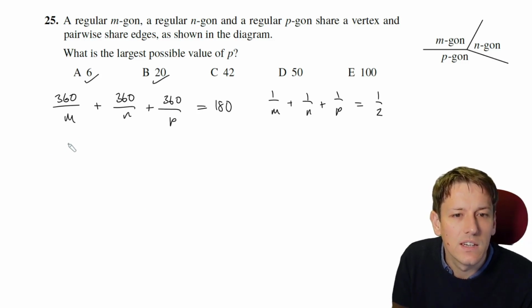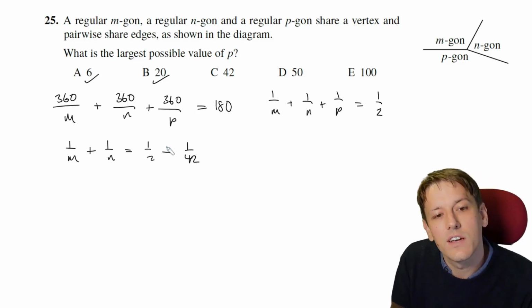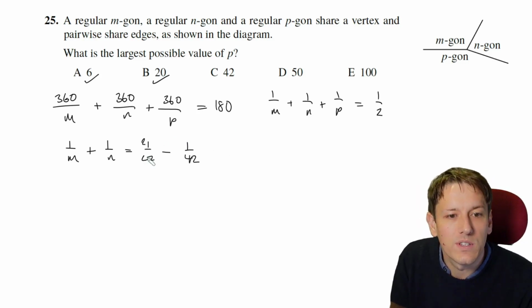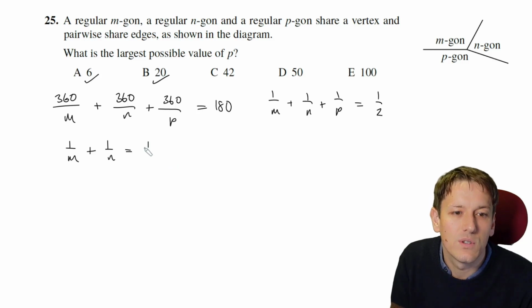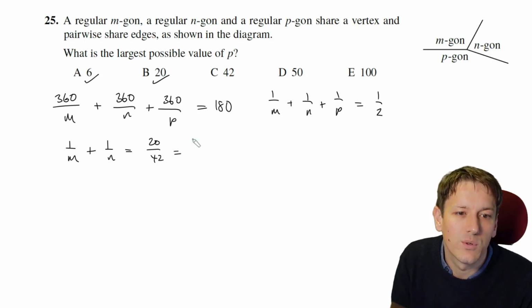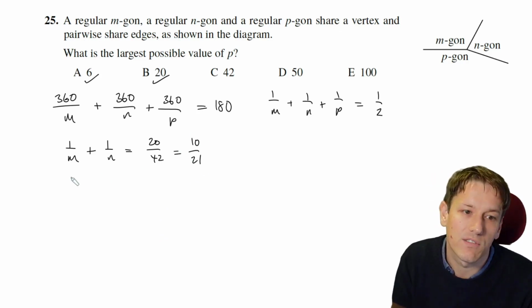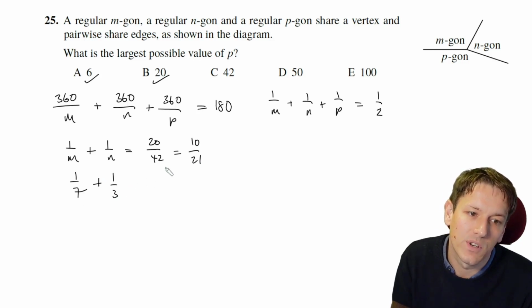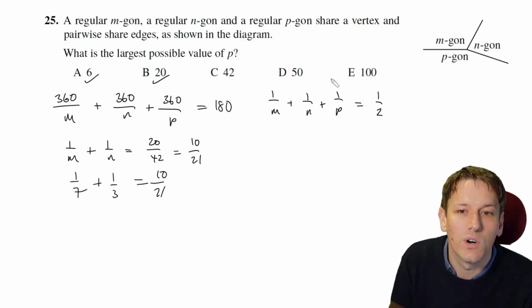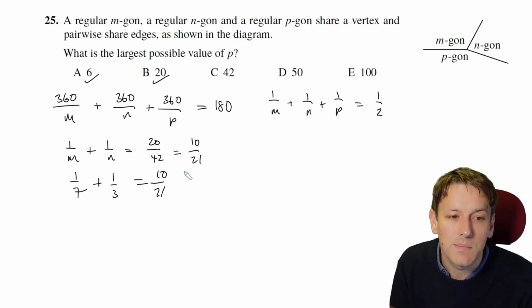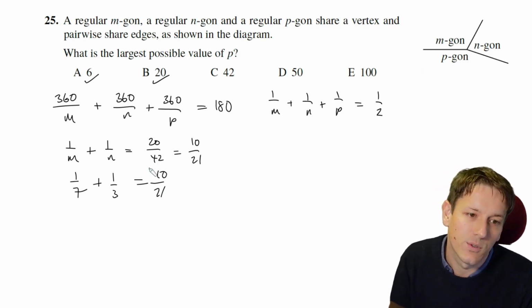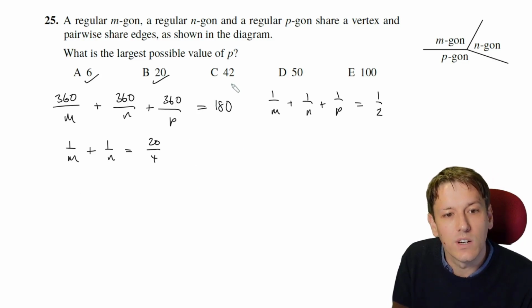If we try it with C, well, I'd want 1 over m plus 1 over n is equal to 1/2 minus 1 over 42 this time. So that would be 21 over 42 minus 1 over 42, so that would give me 20 over 42, which is 10 over 21. And again, we can see here fairly easily, you've got 7 times 3 is 21 and 7 plus 3 is 10. So 1 over 7 plus 1 over 3 gives us 10 over 21. So I could take m, n, and p to be 3, 7, and 42, and C then works.